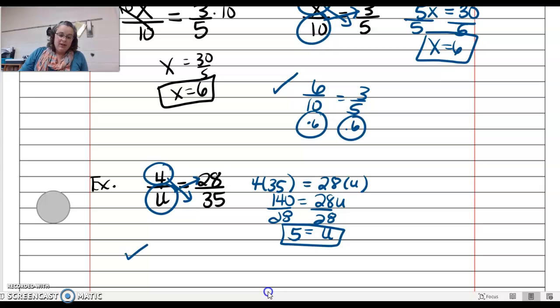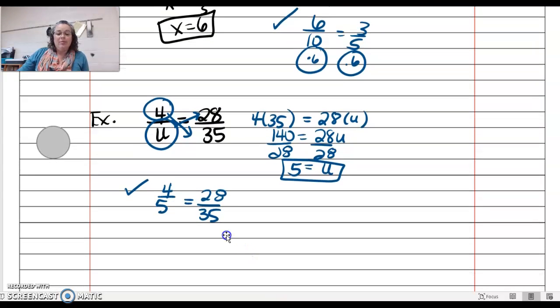And if I double check this, 4 over 5, does this equal 28 over 35? And then we can check our proportionality here, but yes, it does. If I divide the 28 by the 7, I do get 4, and the 35 divided by 7, I do get the 5. So they are proportional. One more before we move on.